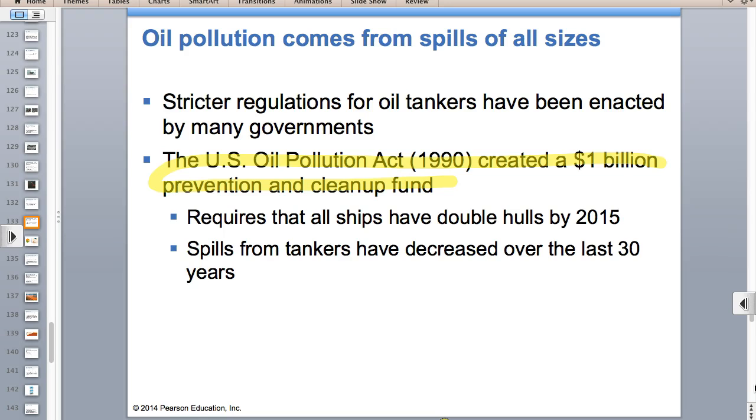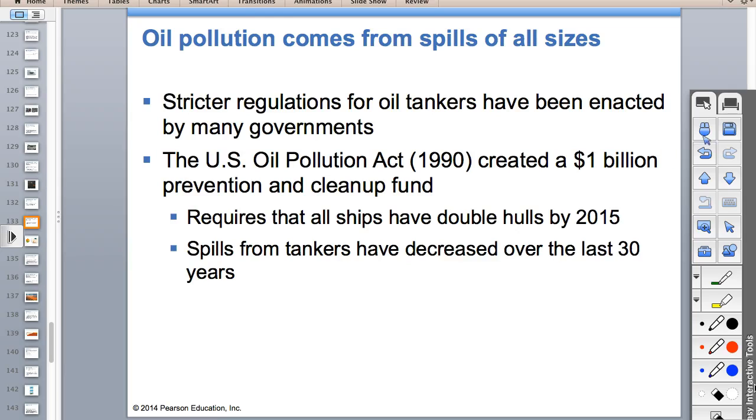So anyway, this law required that all ships have double hulls. What that means is there are two layers of metal between the oil and the ocean. The oil spill in 1986 with the Exxon Valdez, what happened there was it hit a reef and poked a hole in the hull, so they said, well, let's do double hulls, and that would help. So anyway, spills from tankers have decreased as this has been slowly implemented. So now all ships have double hulls.